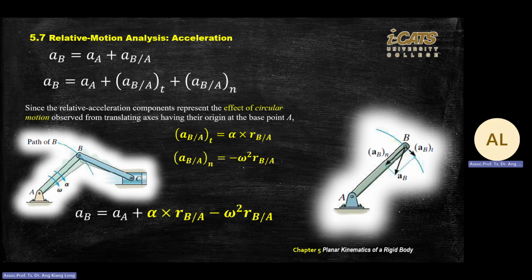So on the left, the formula is the general plane. The second term is translation. The third term that I highlight in yellow color is rotation motion. In rotation, you have tangent direction and normal direction. Alpha cross r is the tangent direction. Omega square r is the normal direction.